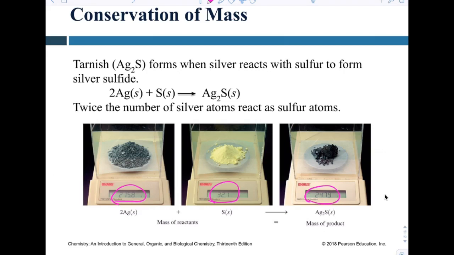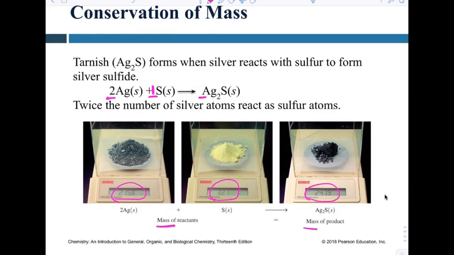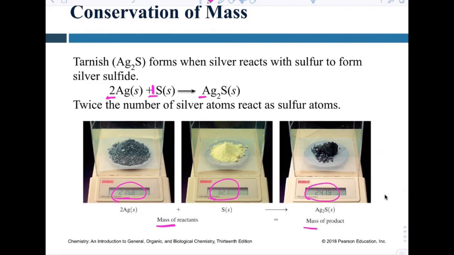And then if you look at the balanced chemical equation, what does this mean? It means that for every 1 sulfur atom, you need 2 silver atoms. And so that kind of gives you a mole-to-mole ratio. Now, mass is not moles, so be careful. You're not looking at double the mass. We're looking at double the moles of silver required for sulfur. So mass is not necessarily doubled.